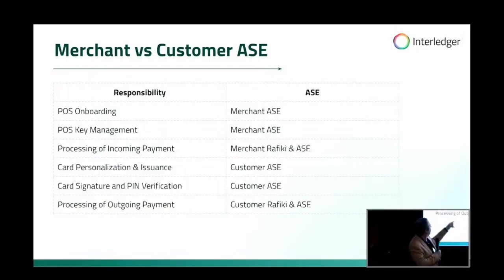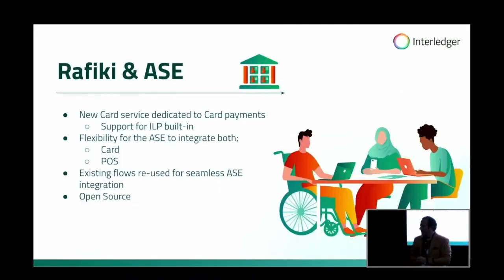And again, on the other side of the POS is the card, and here we can see that the card personalization and issuance is up to the customer ASE. And this can obviously be the same entity. It doesn't need to be split, but then second last step here is the card signature, which is the cryptographic signature from the card. And then obviously the PIN verification, online PIN verification is also sent to the customer ASE. And then lastly, the processing of the outgoing payment is finalized on the customer Rafiki and then the outcome of the transaction is reported back to the POS.